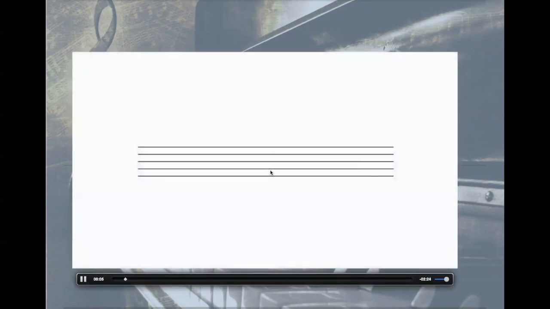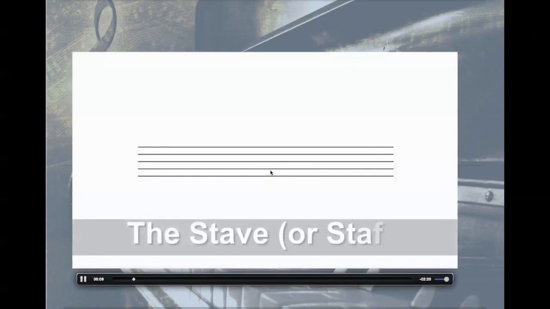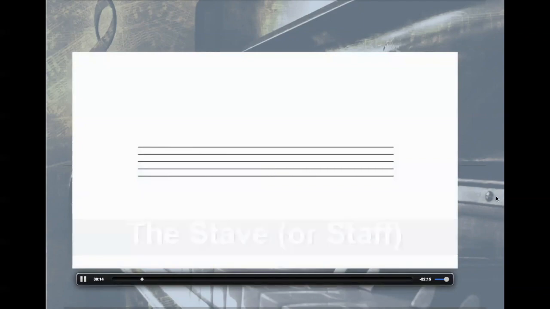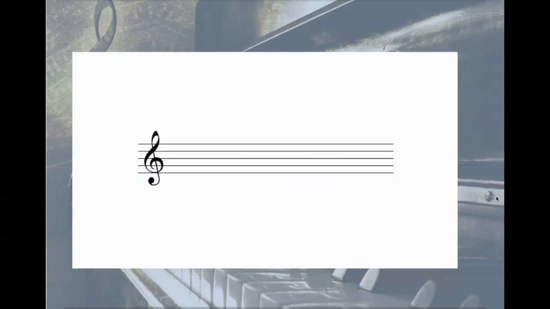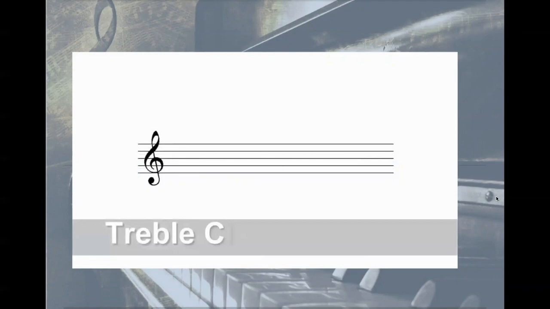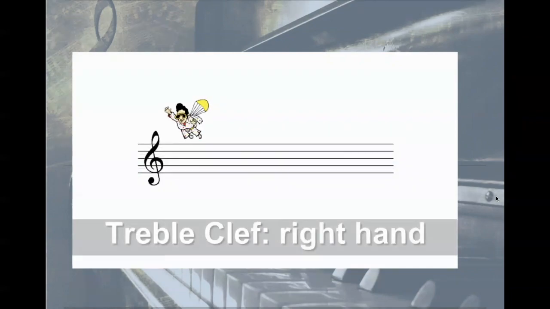Each note on the piano has its own place on the musical stave. By the way, some people call this a staff, not a stave, but it's the same thing. Each stave has five lines, and a fancy symbol at the beginning called a clef. This is called the treble clef, and this is the clef used for piano music written for the right hand.